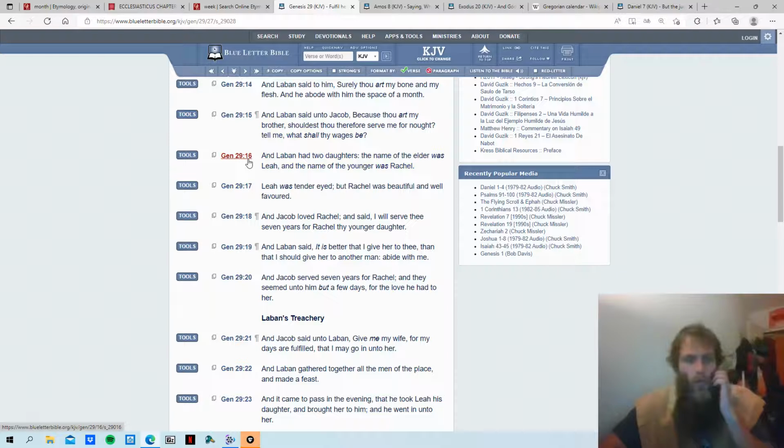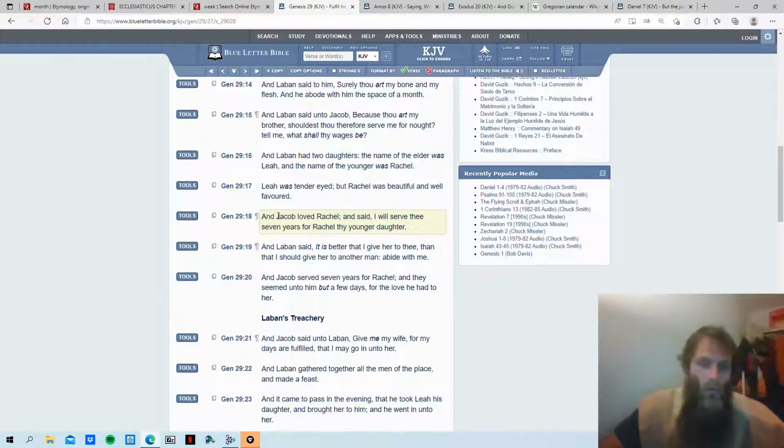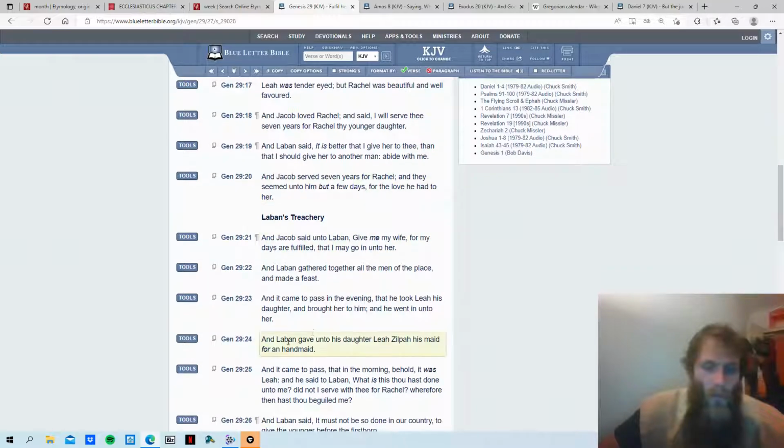So let me go to Genesis 29 verse 18. "And Jacob loved Rachel and said, I will serve thee 7 years for Rachel, thy younger daughter." So he offered Laban to work for him 7 years to receive the hand of his daughter Rachel. And eventually he did. But once that time was there, Laban basically was like, no, you can't have her because we're supposed to give Leah first according to the custom.